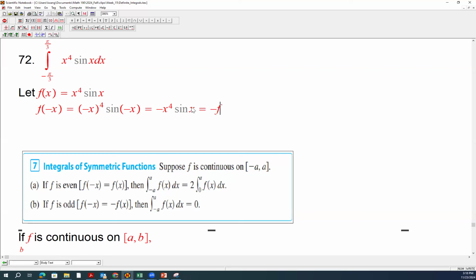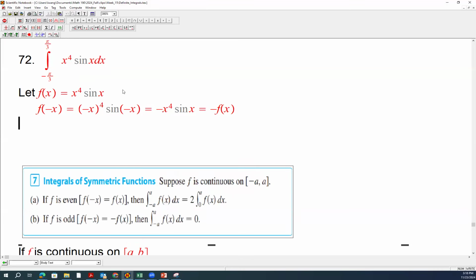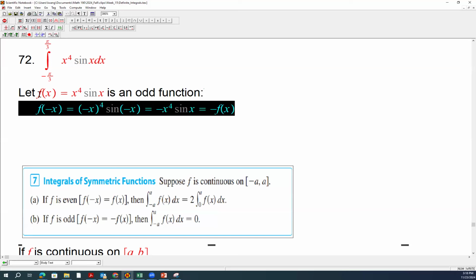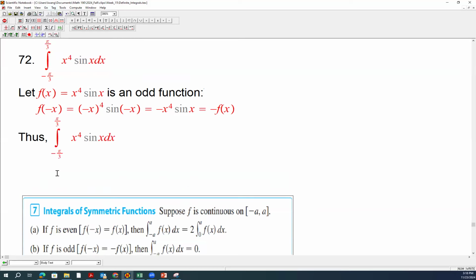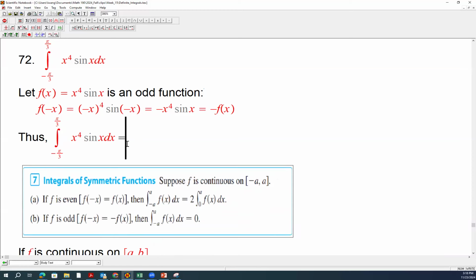So this equals the negative of f of x. So this has demonstrated that f is an odd function. Okay, so this is the proof. Since this is an odd function, therefore, according to the property here in the box, this integration is equal to 0. Finished. No substitution is needed.